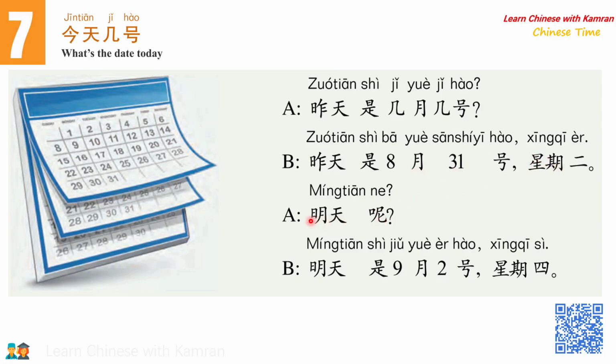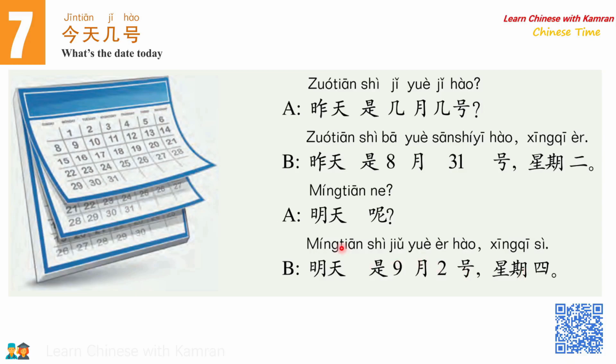明天呢? What about tomorrow? So you can see the usage of 呢. We saw this before. So 呢 is coming here again. So you don't have to repeat the whole question. You simply use 呢. 明天是9月2号. Tomorrow will be 2nd September. 星期四, Thursday. So of course yesterday it was Tuesday. Today it is Wednesday, and tomorrow it will be Thursday.